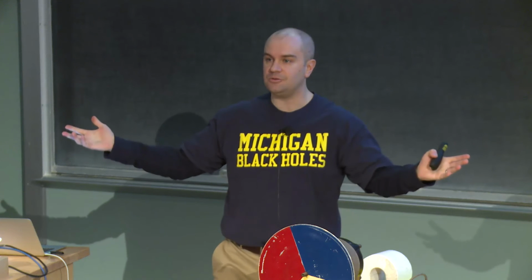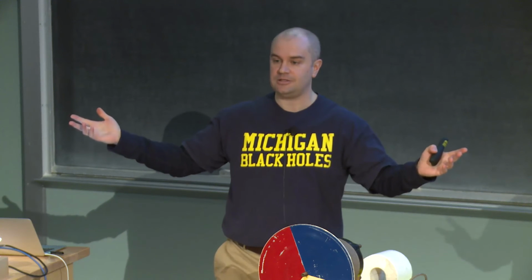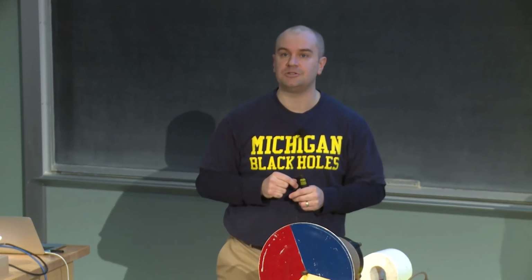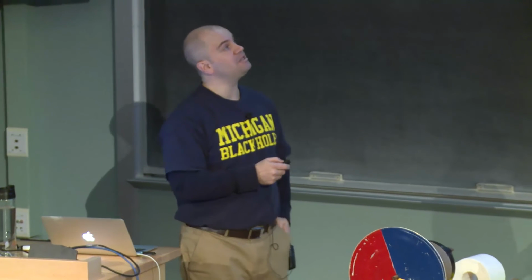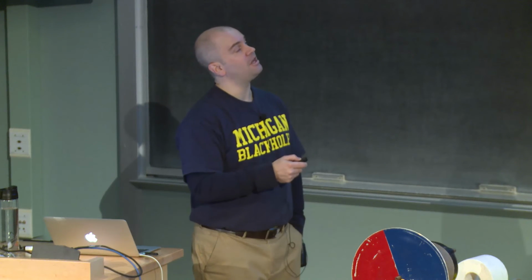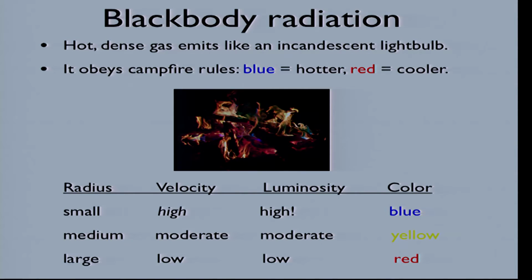Most of the light, as you know, is wasted in infrared light, and only a small fraction is the visible spectrum light that we make use of. That's why those light bulbs are so tremendously inefficient. But it obeys campfire rules. This kind of light does. So the blue parts of a flame are the hottest.